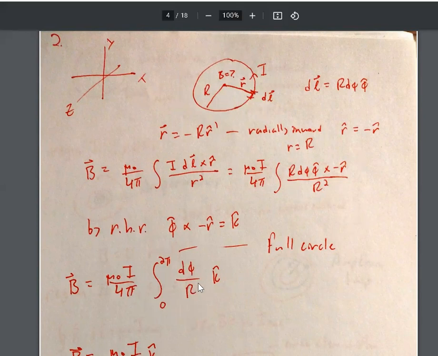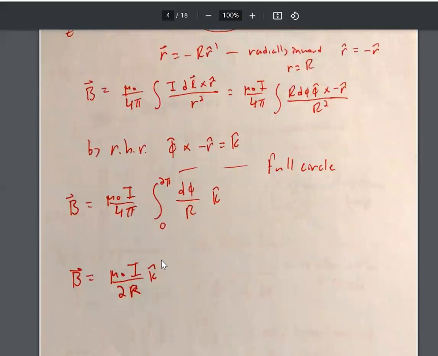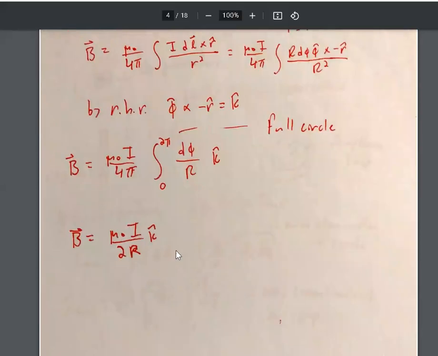Okay, now notice nothing here actually depends on phi. So this integral is super easy, it just gives us 2 pi. So that tells us that our magnetic field is in the z direction, and it has a magnitude of mu naught I over 2 times the radius of our circle.